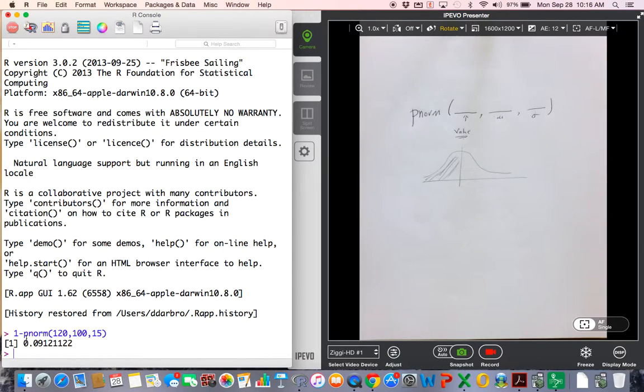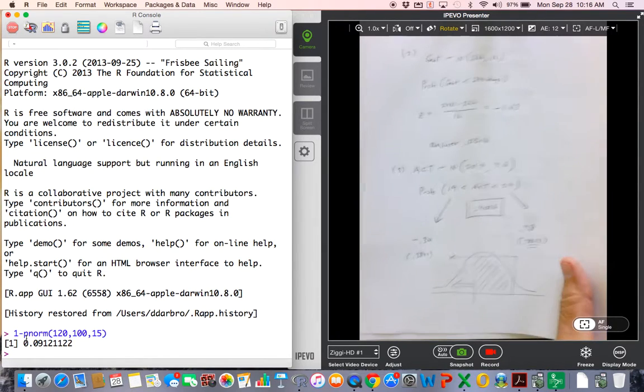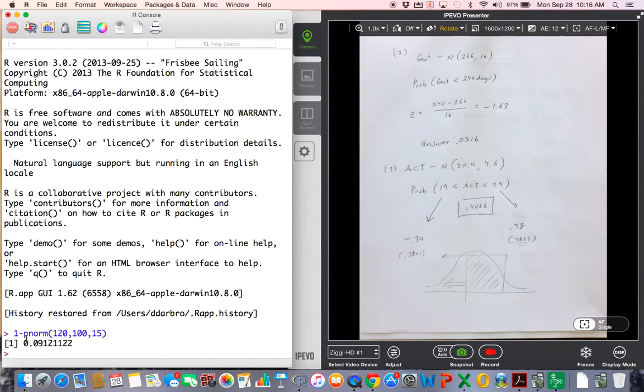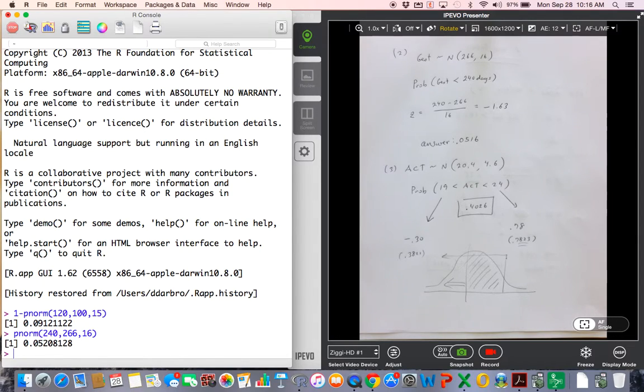And it corresponds to what we get on the calculator. If I want this, then I'm looking at below, so I don't have to do the 1 minus. So I have pnorm less than 240 days, when we have a mean of 266, standard deviation 16. Guys, I'm done. 0.052.